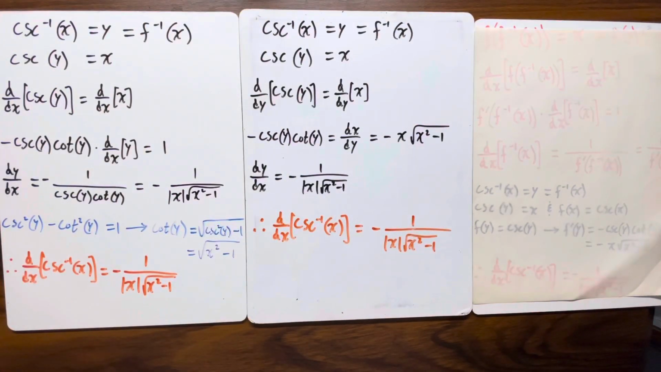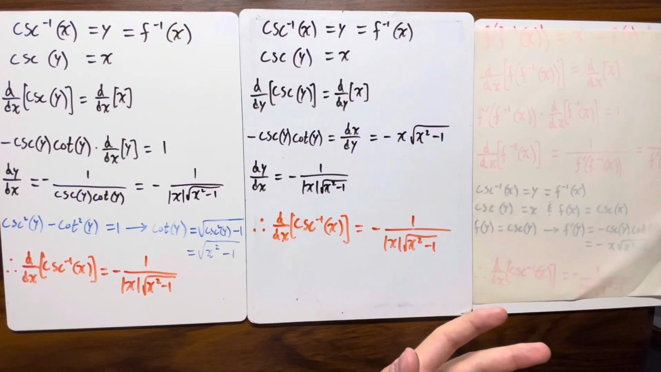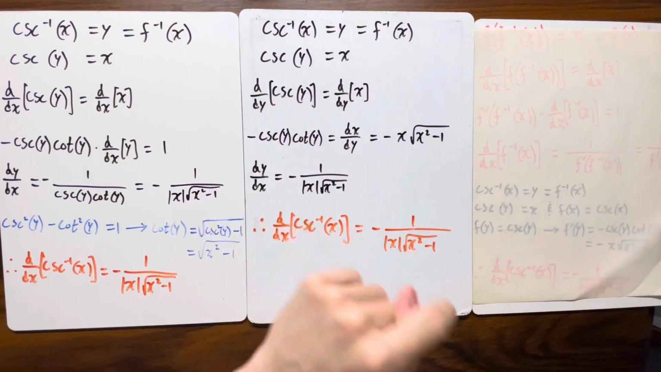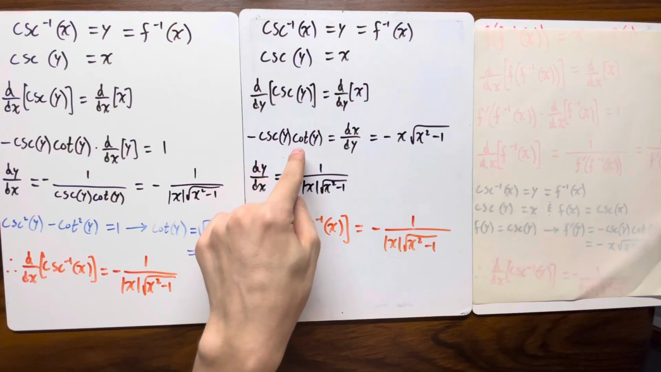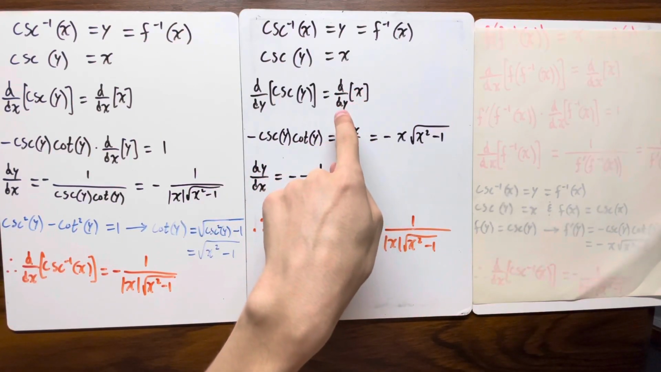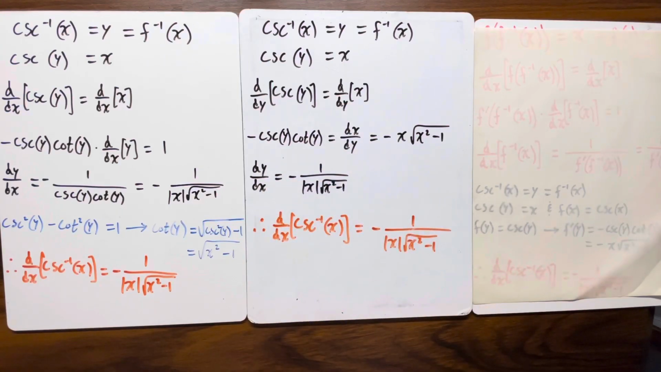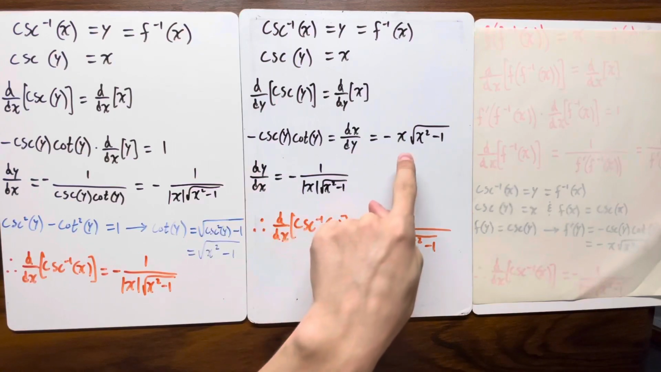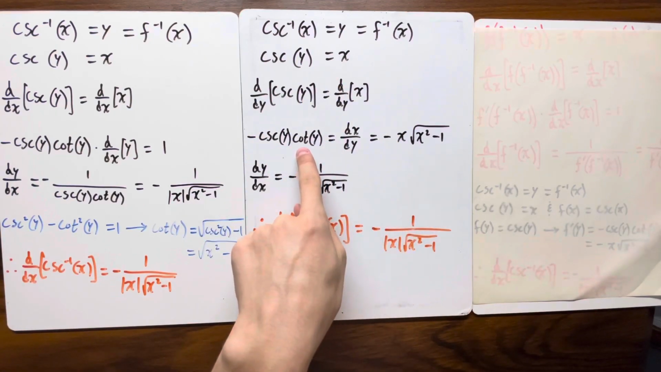We can also do this by differentiating with respect to y instead, and we don't have to use implicit differentiation in this case. So differentiating cosecant of y with respect to y, we get negative cosecant of y cotangent of y, and then the derivative of x with respect to y. So we just get dx dy. But we don't want dx dy, we want dy dx. But before we flip it, notice cosecant of y is x. And what is cotangent of y?